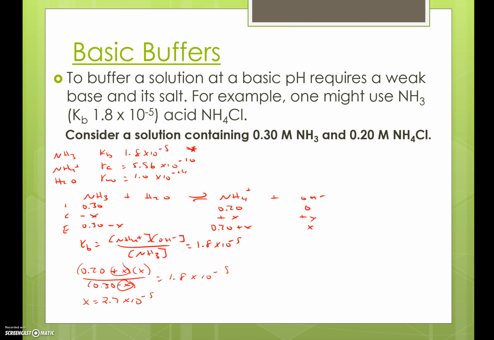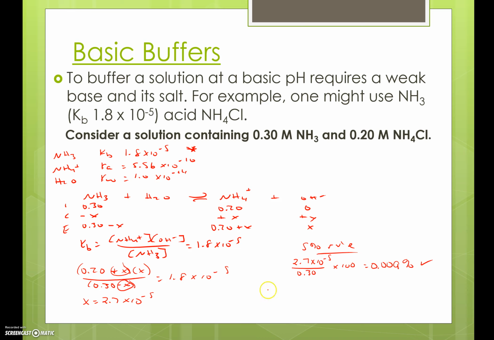We can check our 5% rule to make sure that we're okay. With the 5% rule, we want to make sure that X is less than 5% of 0.30. So we're going to take 2.7 times 10 to the minus 5, divide it by 0.30, and multiply it by 100. And that'll give us 0.009%, so we know we're okay with saying X is insignificant.